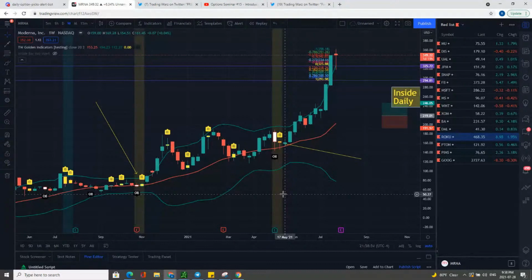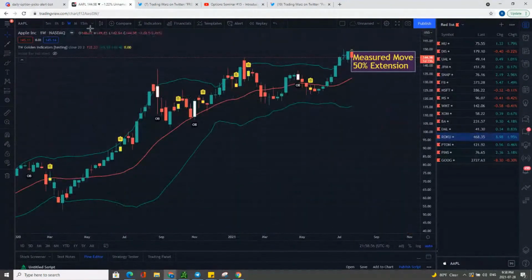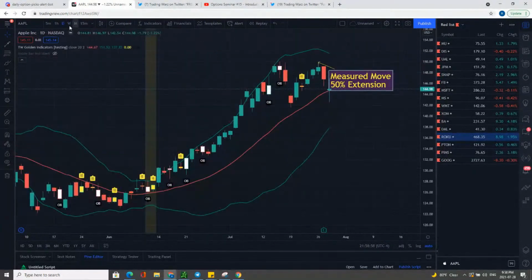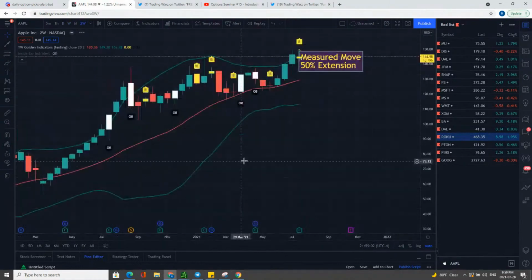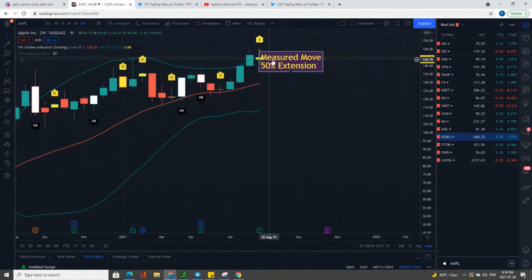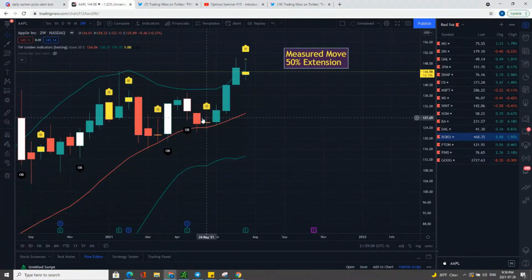So someone wants me to look at Apple. Yeah, so Apple, I've been in Apple actually. I'll tell you where I got in Apple. On the 2-week chart, I got in Apple right there. So I'm still in Apple, sitting in it. I got in Apple with the breakout of this inside bar on the 2-week chart. I took that right there, 128.08. I've been in there since then, just chilling.